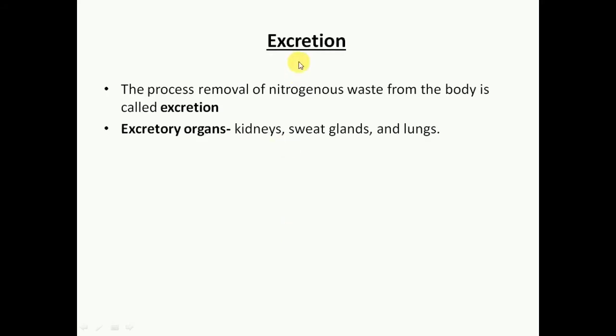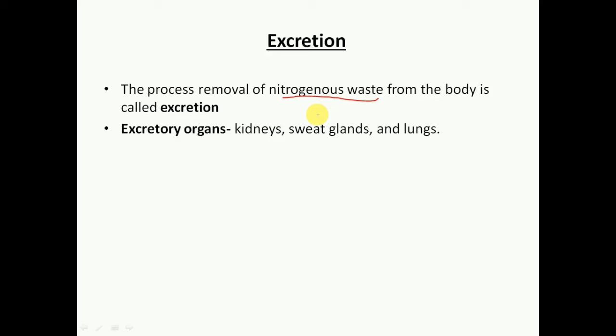So first let us know what is excretion. Excretion is the process of removal of nitrogenous waste. Now what are these nitrogenous waste? Nitrogenous waste are those waste which contain nitrogenous compounds, for example urea. So the removal of this kind of waste from the body is called excretion. Okay, so you need to remember this key term, nitrogenous waste.